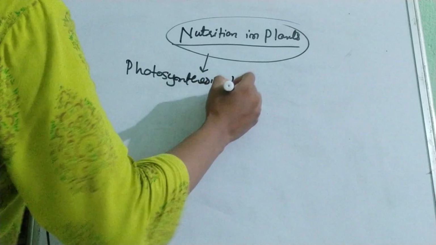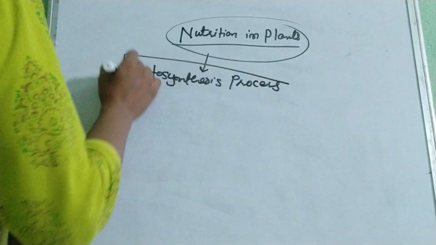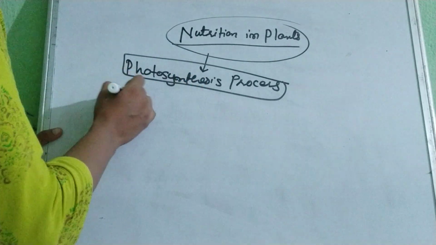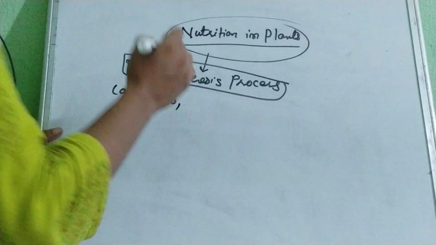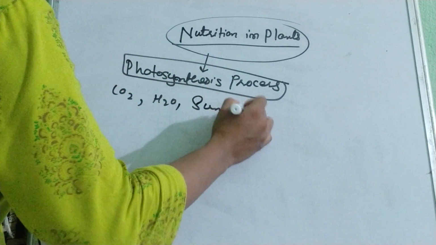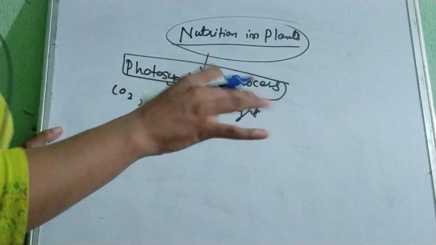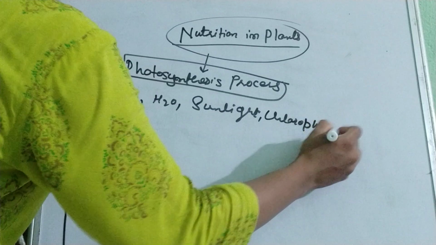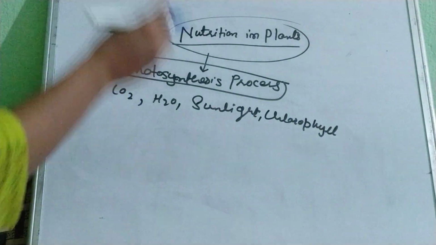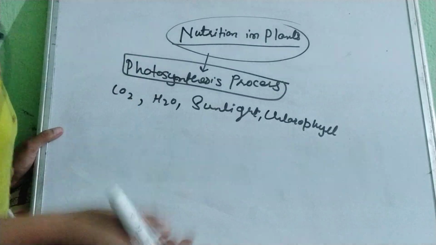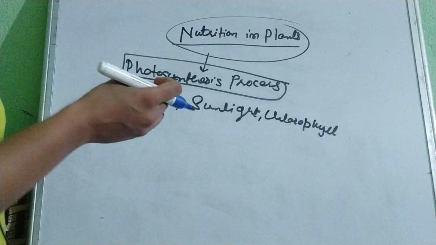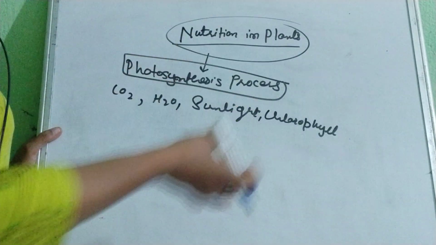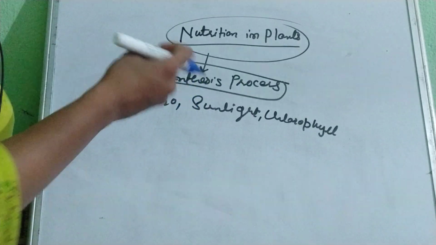Photosynthesis. In the photosynthesis process, plants require some essential substances, as you are all familiar: CO2, water, and sunlight. Second, and most important, is already present in the plants, that is chlorophyll. If I ask you to define photosynthesis, very simple: the process in which a plant prepares its own food in the presence of carbon dioxide, water, sunlight and chlorophyll is called photosynthesis.